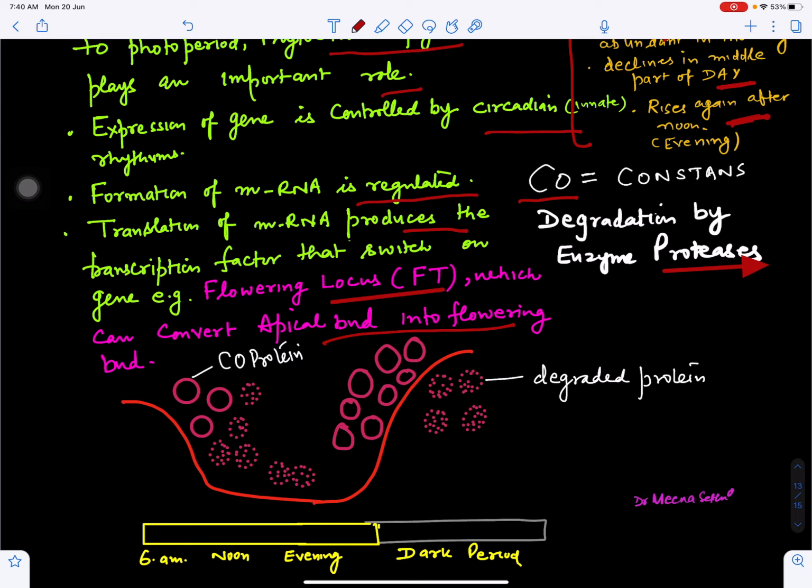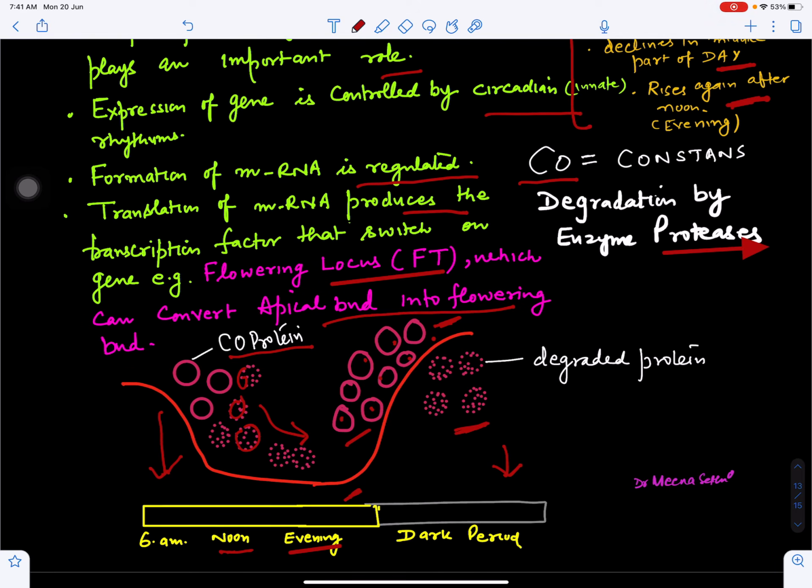We can see here at 6 a.m., in the morning, constant proteins are there, but these are degraded constant proteins, so they decline during the daytime. At noon and in the evening they will be degraded, but in the late evening constant proteins are there. These are the constant proteins, and these are some of the degraded proteins, which happens in the dark period. So this constant protein increases in the evening, and leads to the induction of flowering in Arabidopsis. So that will help in induction of flowering in the long day plant.